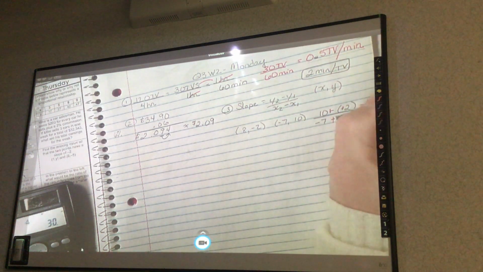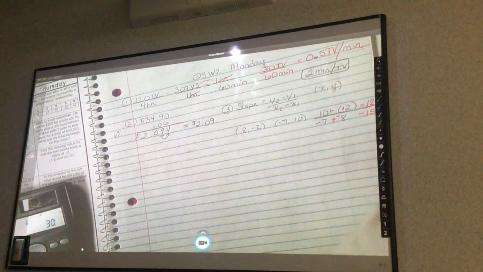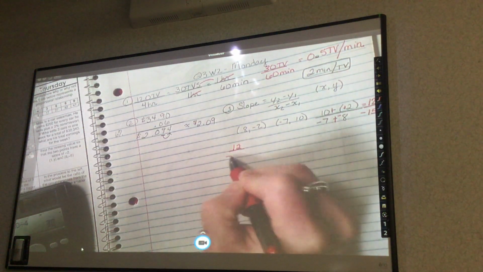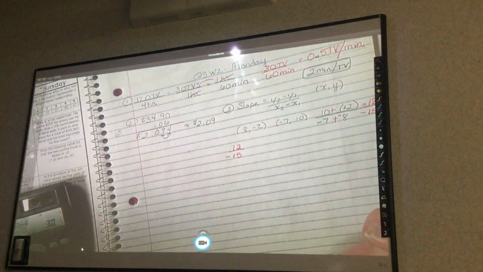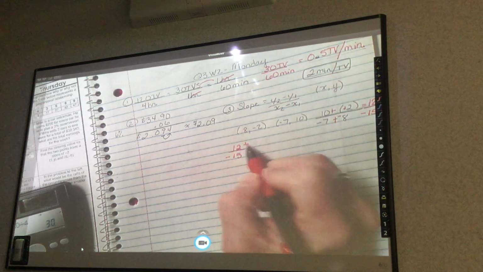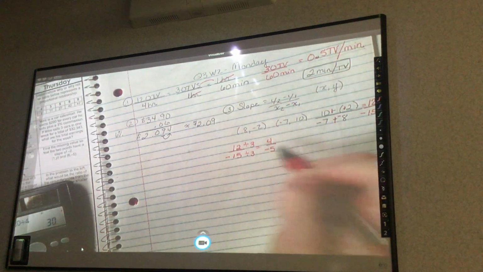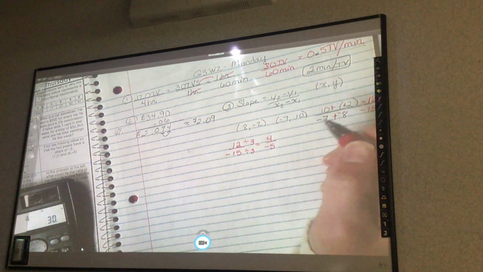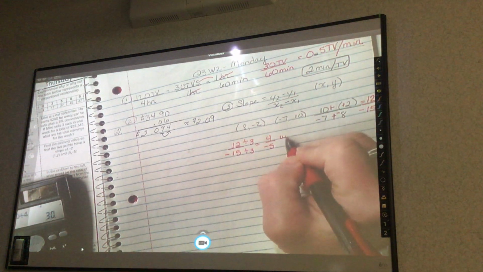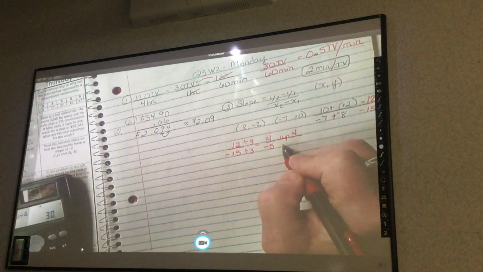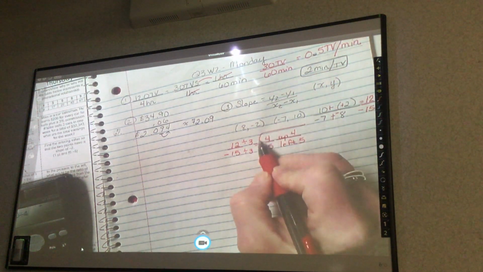Keep, change, change, so I'm adding 2 negatives, so -7 and -8 becomes -15. But I need to make sure I do what to my numbers? Many of you forgot to do that on Friday. Reduce. 12 over -15 equals 4 over -5. Then what does the 4 represent? Up 4. And what does the -5 represent? Left 5. There is your final answer.